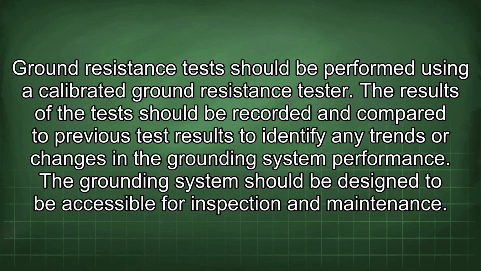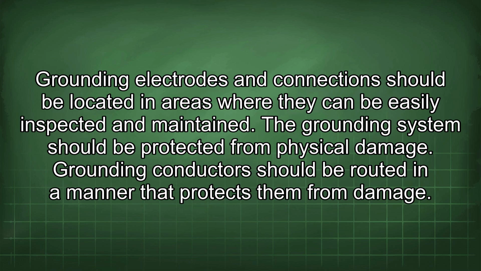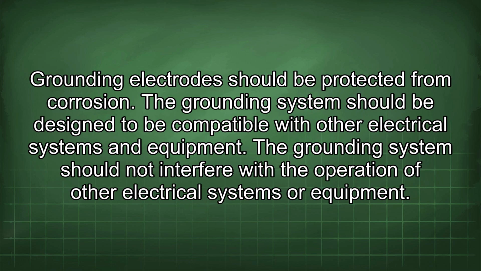The grounding system should be designed to be accessible for inspection and maintenance. Grounding electrodes and connections should be located in areas where they can be easily inspected and maintained. The grounding system should be protected from physical damage. Grounding conductors should be routed in a manner that protects them from damage. Grounding electrodes should be protected from corrosion.